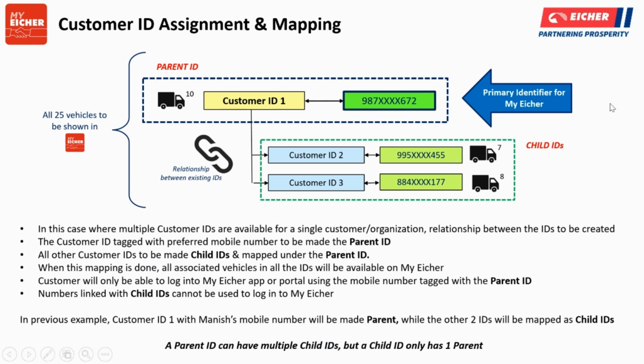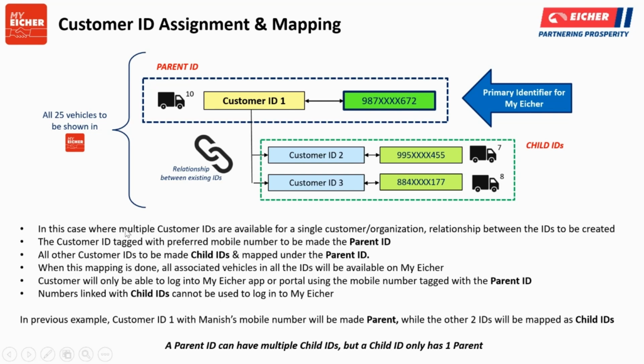To access the host of aftermarket, fleet management, and value added services on the My Eicher app and portal, Harish decides to create his own account. So within the app, he would like to see all of those 25 vehicles together. The 10 assigned to his name, the 7 assigned in his mother's name, as well as the 8 assigned to his brother Harish. So in this case, where multiple customer IDs are available for a single customer or organization, a relationship between the IDs is to be created.